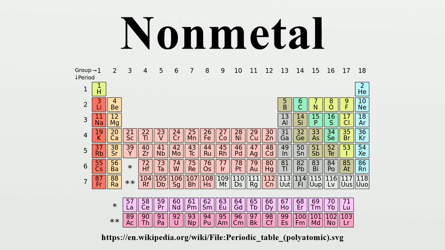If solid, they generally have a submetallic or dull appearance and are brittle, as opposed to metals, which are lustrous, ductile or malleable. They usually have lower densities than metals, are poor conductors of heat and electricity when compared to metals, and have significantly lower melting points and boiling points than those of metals.